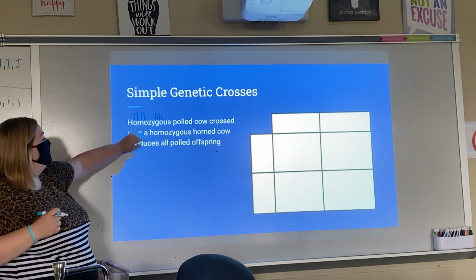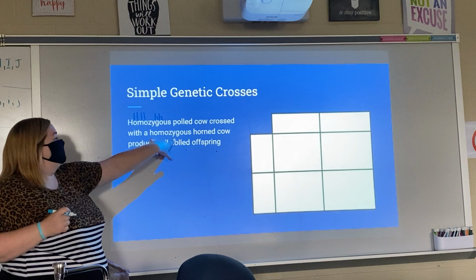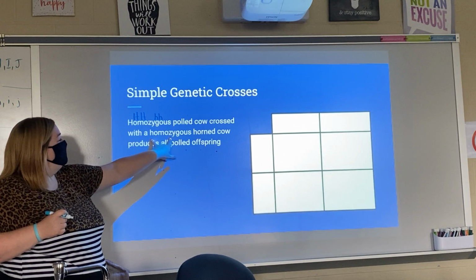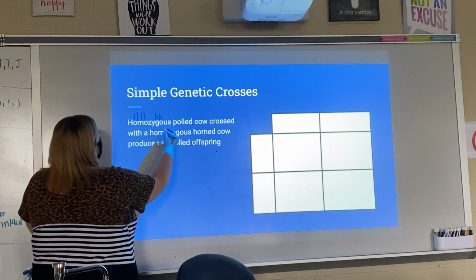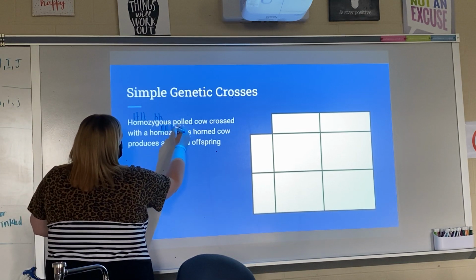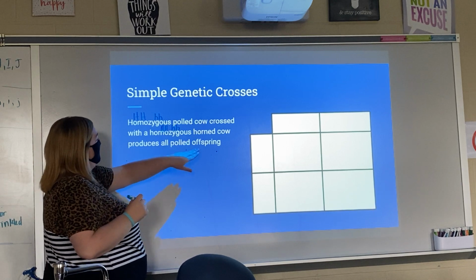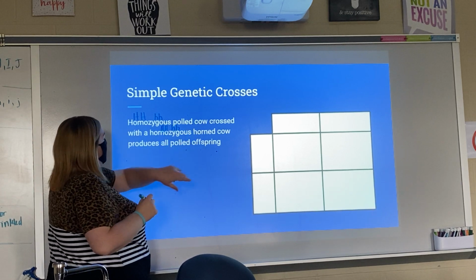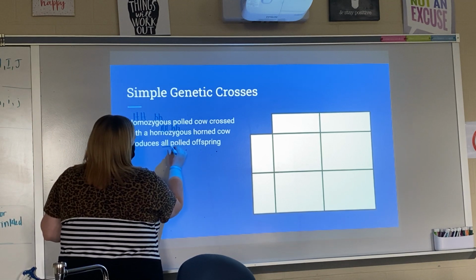Homozygous polled cow is crossed with a homozygous horned cow. So what's homozygous mean here? Same. Nope, it's still same. Homo and homo still mean same, so we really don't know what kind of homozygous. But we've got a polled cow and a horned cow, and it produces all polled offspring. They're all polled.